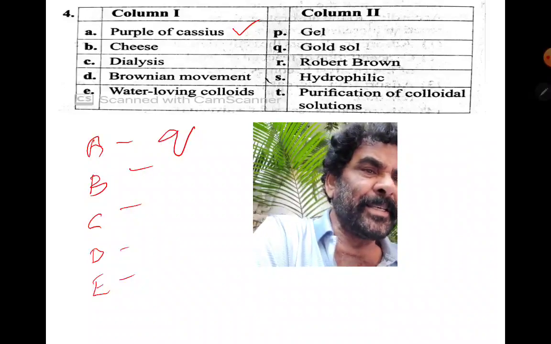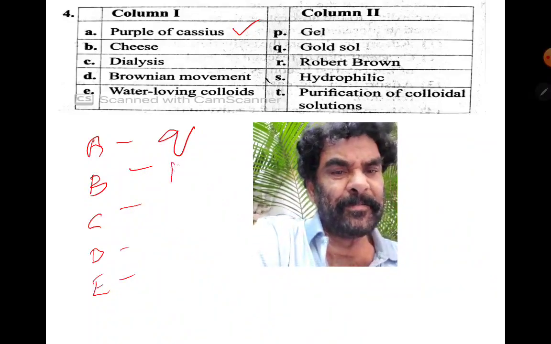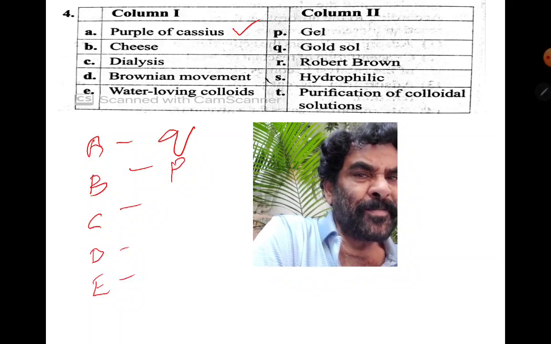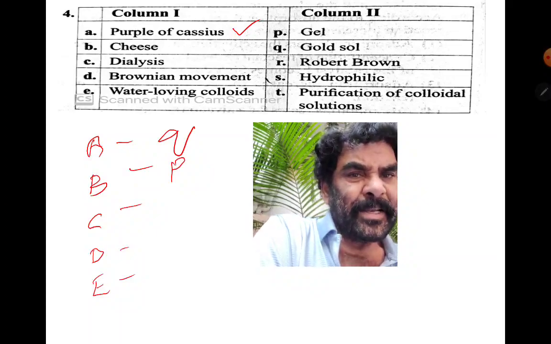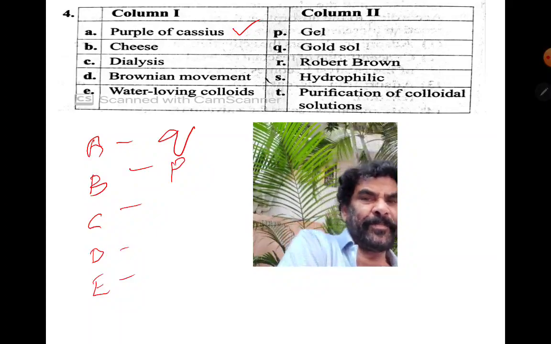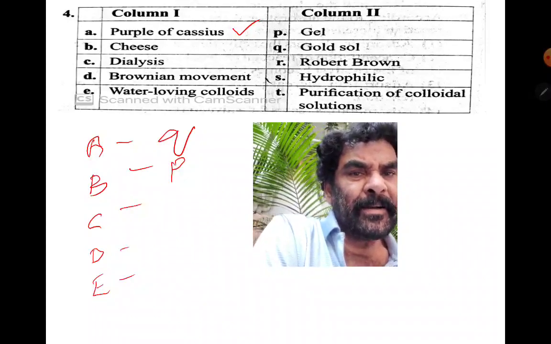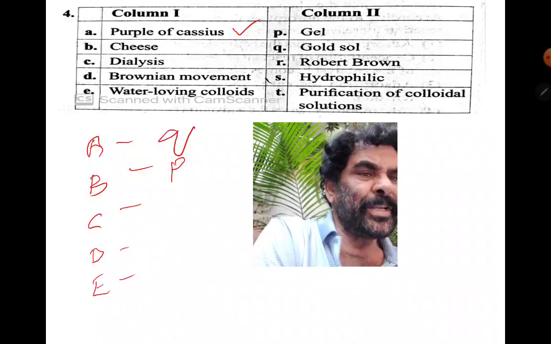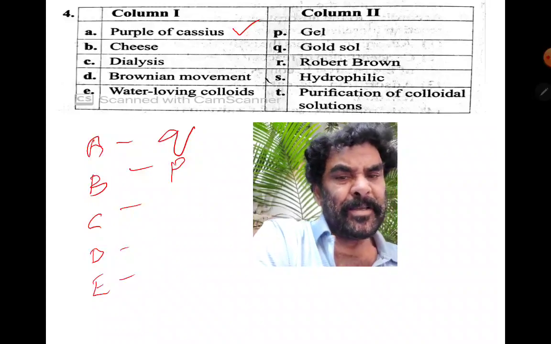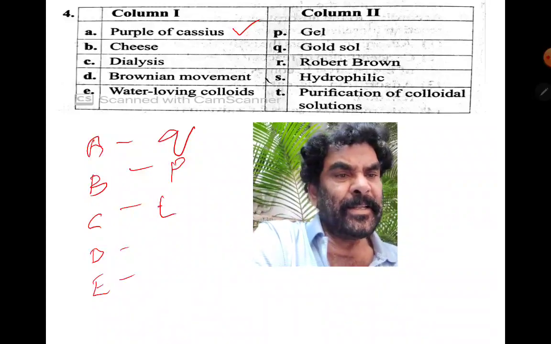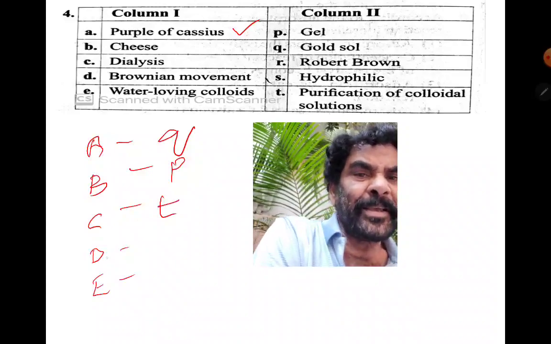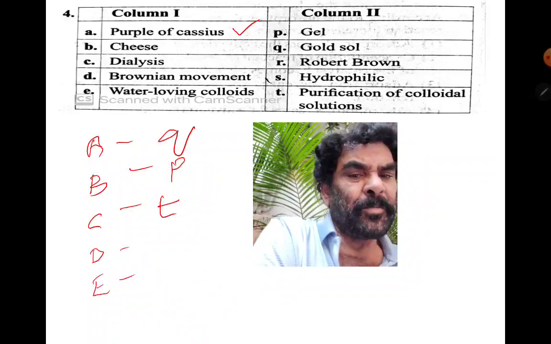B. Cheese is a gel. Solid, more of solid, less of liquid. Liquid in solid type. Gel. And dialysis, purification of the colloidal solutions. So this is C. D. Brownian movement, Robert Brown.